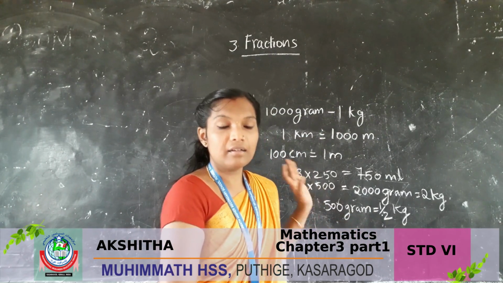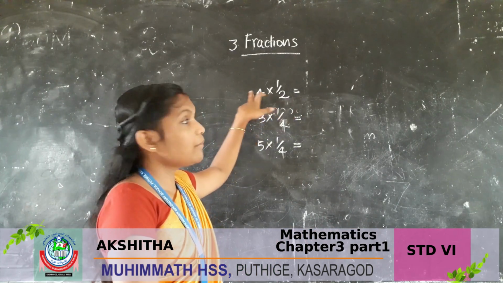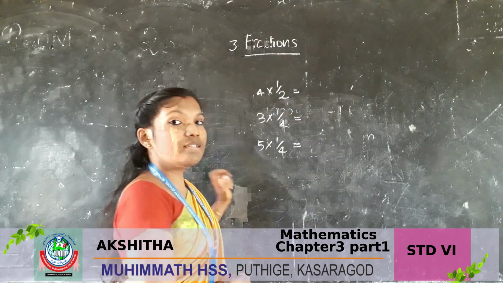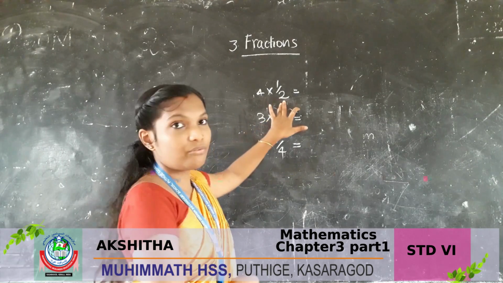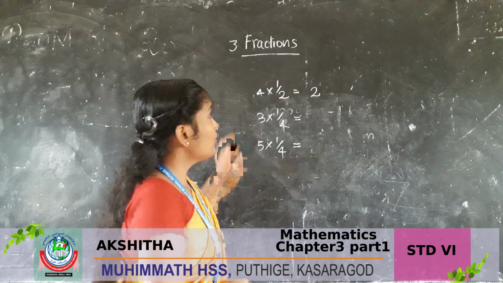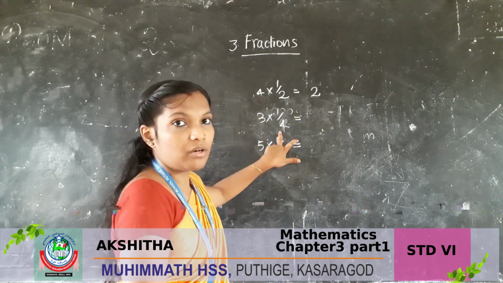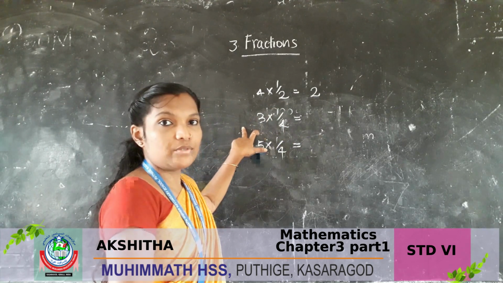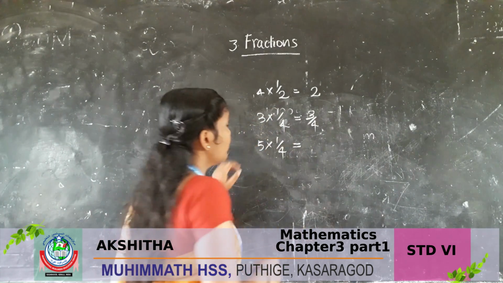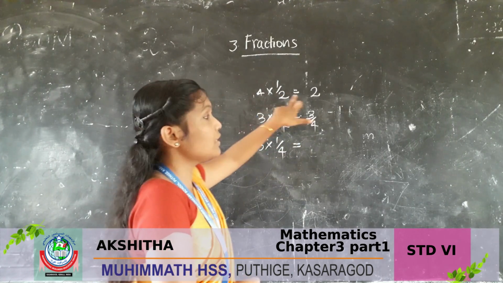Is it clear? Look at this. 4 times half. 4 times half is, what is the answer? 4 times half is 2. Is it clear? 4 times half is 2 and 3 times 1 by 4. 1 by 4 3 times. What is the answer? 3 times 1 by 4 is 3 by 4. 4 times half is 2.